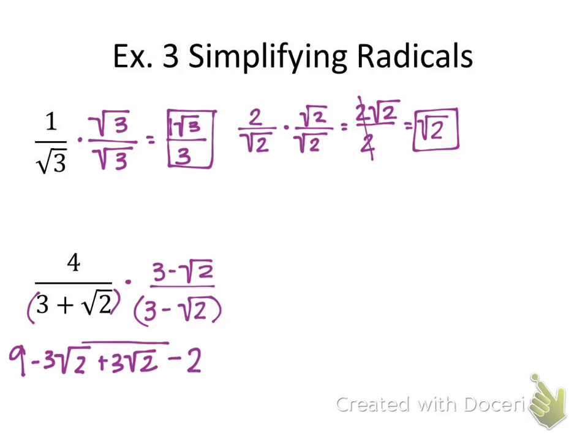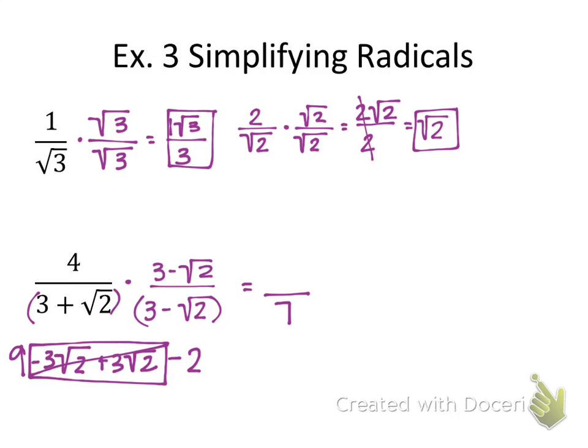Okay? What happens to these terms right here in the middle? They cancel out. Guys, that is the whole point. Because if those terms don't cancel out, you're still left with a radical in your denominator. And then you didn't do anything that you were supposed to do. Those terms have to cancel out. That's why you do the opposite sign, so that they will cancel out. So my denominator, I have 9 minus 2, which is 7.